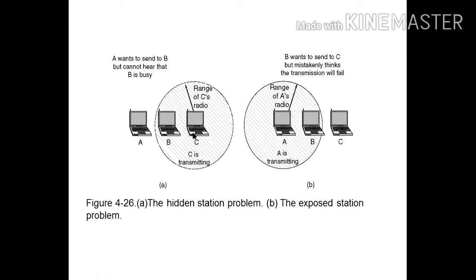Suppose C wants to transmit to B, and C starts transmission. Before transmission, it senses the medium, and finds that the medium is idle, and it starts transmitting. At the same time, A finds that the medium is idle, and it starts transmission to B. As A couldn't hear C, both have transmitted at the same time, and there are chances of collision over here. So that is called the hidden terminal problem, because C is hidden from A because of B.